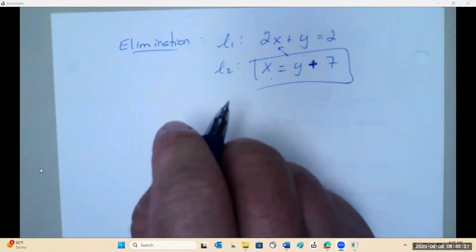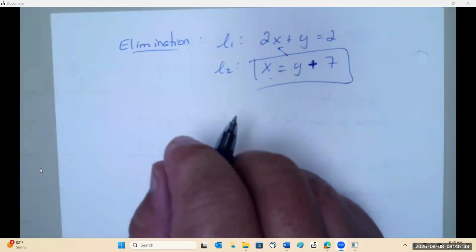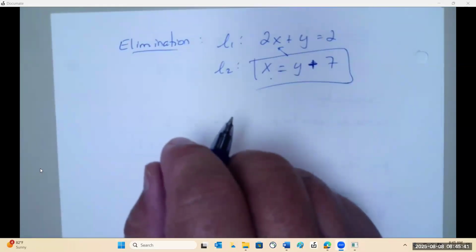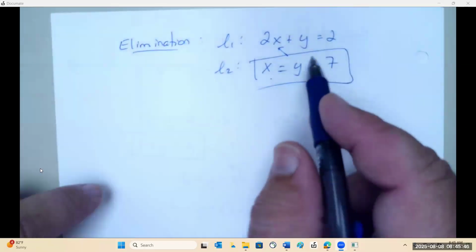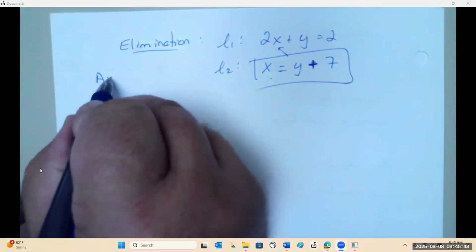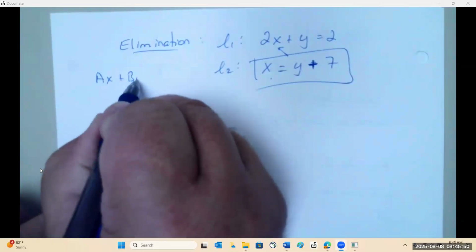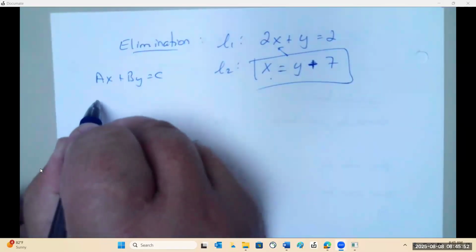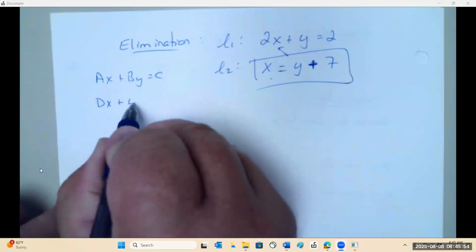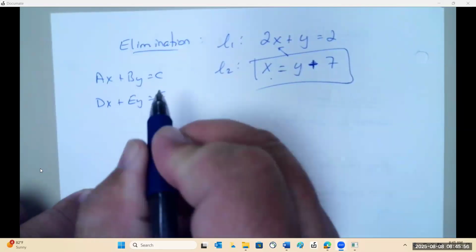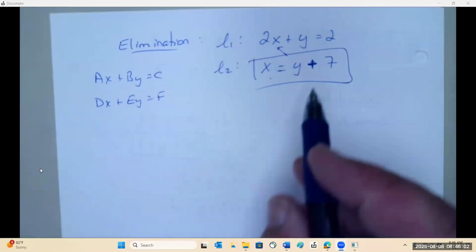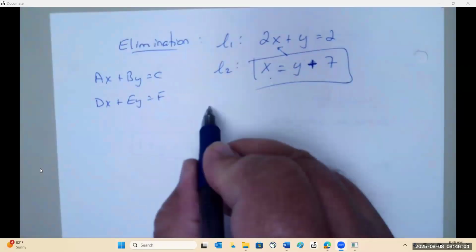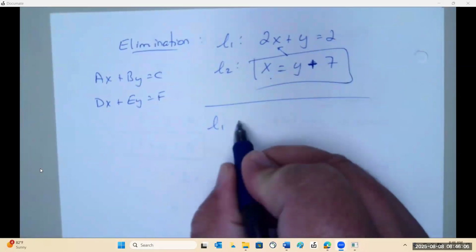Would that work in elimination? No. That would work for, that's substitution, isn't it? Elimination, we have to be in this form, because you have to be able to add the two lines together. So if it's like this, rewrite them.